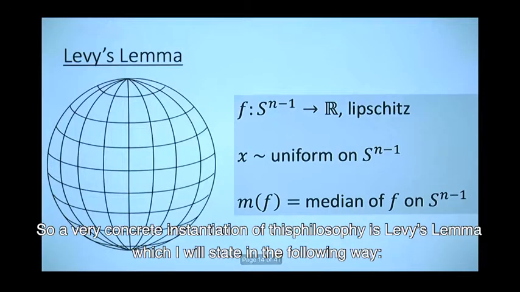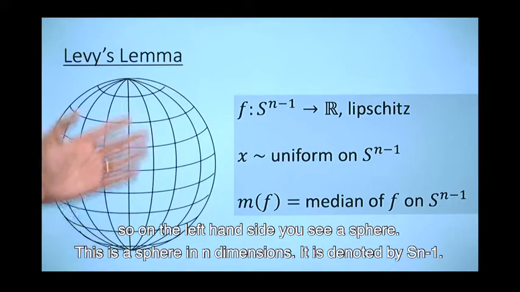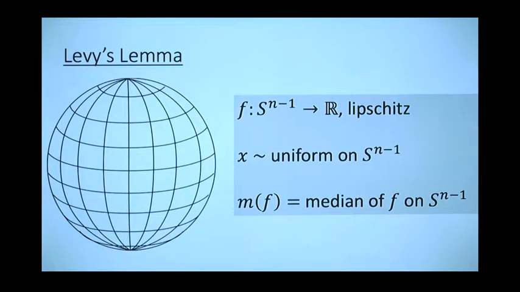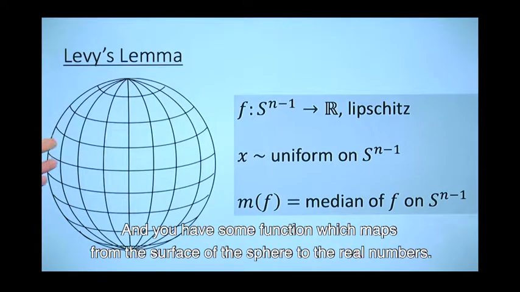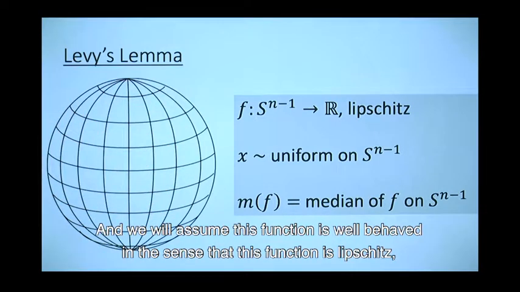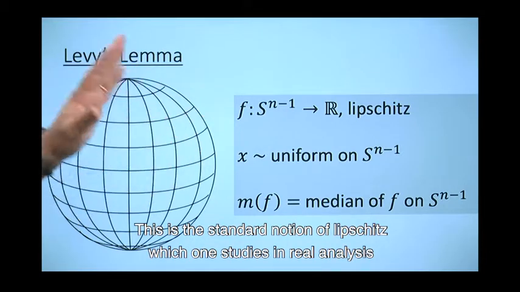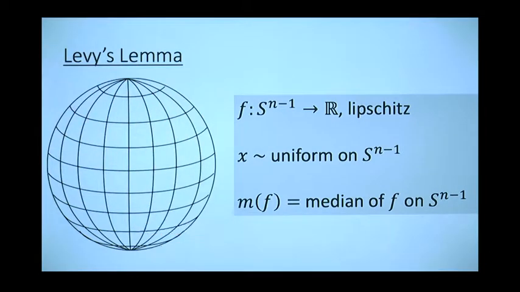A very concrete instantiation of this philosophy is Levy's lemma, which I will state in the following way. On the left hand side you see a sphere in n dimensions, denoted by S^(n-1), and you have some function which maps from the surface of the sphere to the real numbers. We will assume this function is well behaved in the sense that it is Lipschitz, meaning that if you take the value of the function in two nearby places, then the value of the function also differs by a little bit. This is the standard notion of Lipschitz continuity which one studies in real analysis.